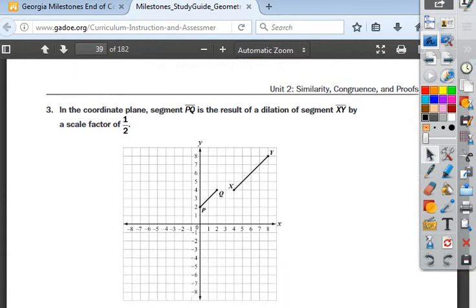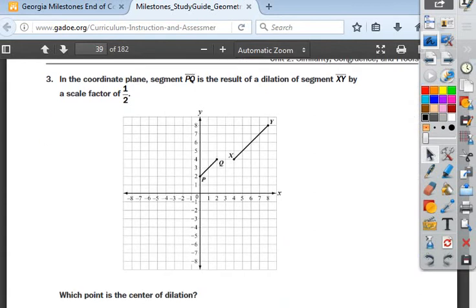Again, here's finding the center. All I would do is connect the points. Now, it says PQ is a result of the dilation of XY. So which ones match up? PQ and XY. It doesn't have the primes for me to go by. How do I know which ones match up? The P comes first, the X comes first. So those are together, and then the Y and the Q. So then wherever that would hit.